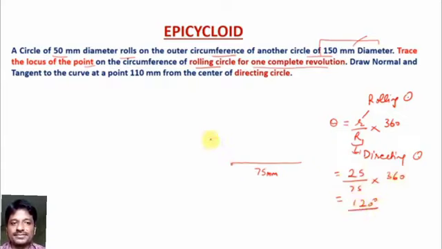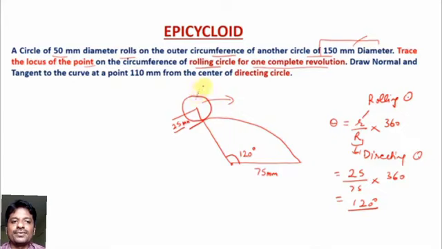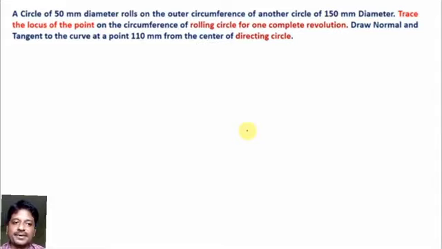Now from this point, make a line of 75 mm at an angle of 120 degree. After that, to make a rolling circle, the circle radius is 25 mm, and it rolls over the directing circle. Basically, the circle rolls over the directing circle, so that's why it is called the rolling circle. Okay students, let's draw the question properly.